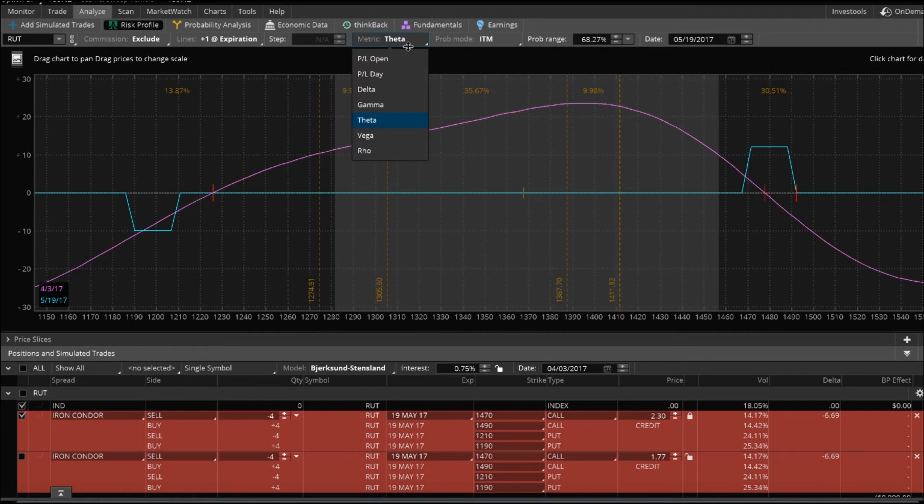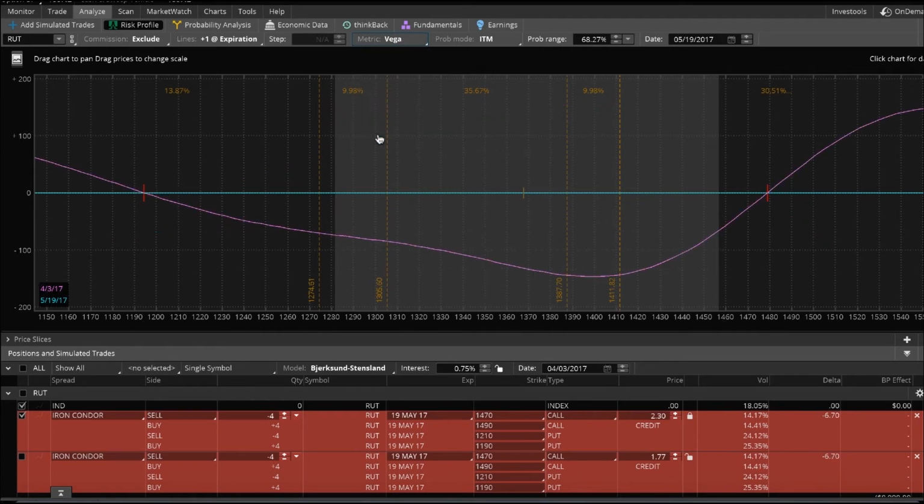And the final Greek that you want to look at is Vega. Now for iron condors specifically, Vega is also a very important Greek. When I hover over today's price, you can see it says minus $132. Now that's a much bigger number than all of the other Greeks. What Vega means is, if the volatility on the Russell 2000 goes up by 1%, we will actually lose $132 on this trade. So iron condors are quite sensitive to Vega, quite sensitive to those volatility changes.